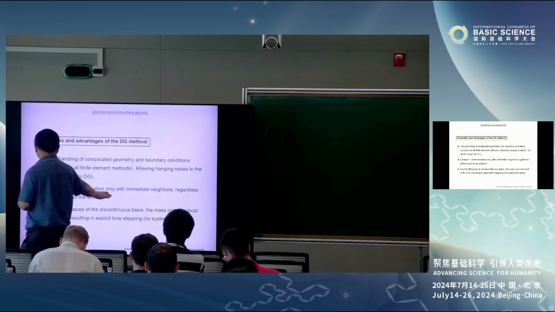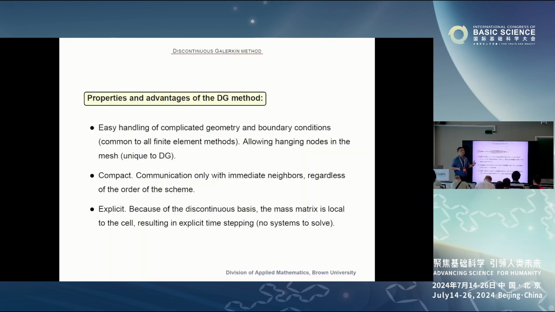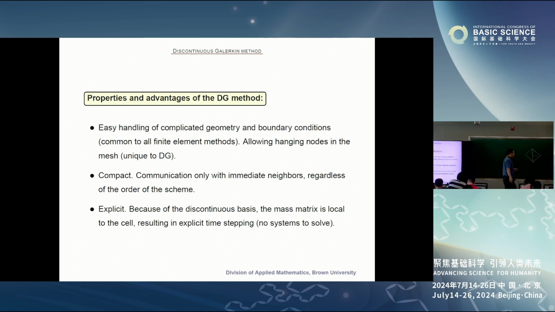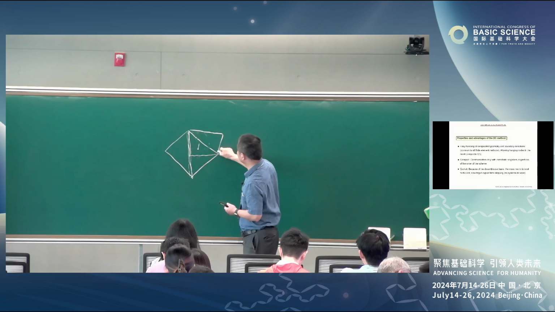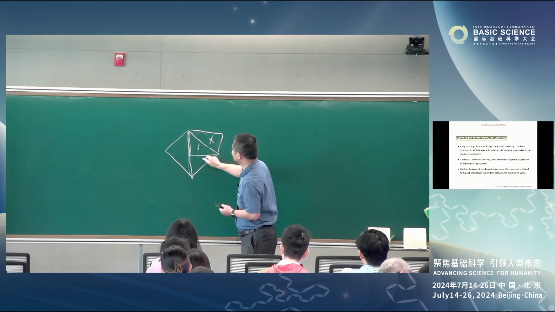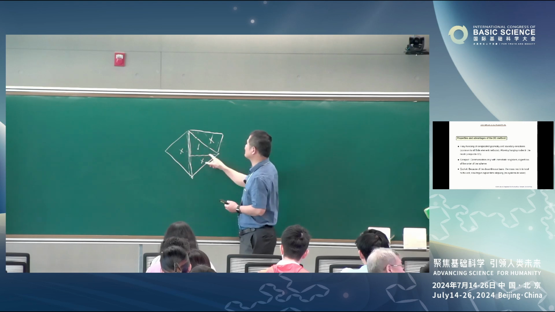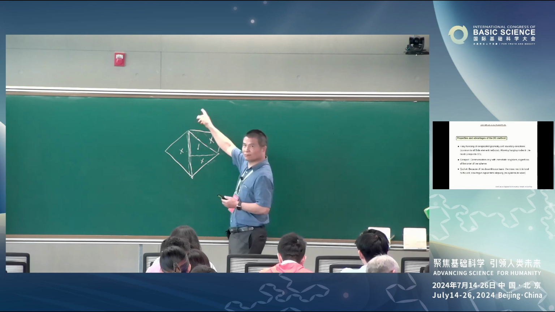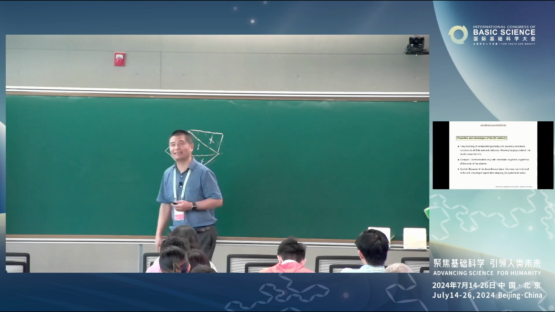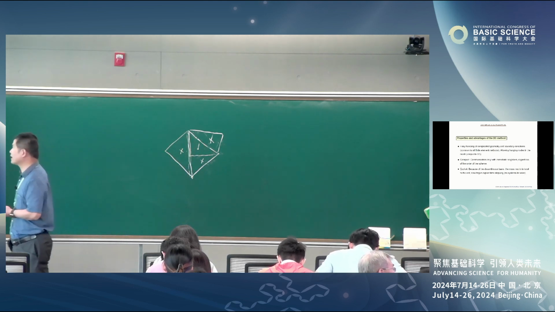It's very compact. You can see that when I'm evolving the solution in cell I, I'm talking only to my neighbors through this numerical flux, this f hat that I mentioned, right? So I talk only to my immediate neighbors. For example, in 2D, in order to evolve the polynomial here, I will talk to this guy, this guy, this guy, and this guy, right? That's all. So this is a big advantage in data management and also parallel computing.